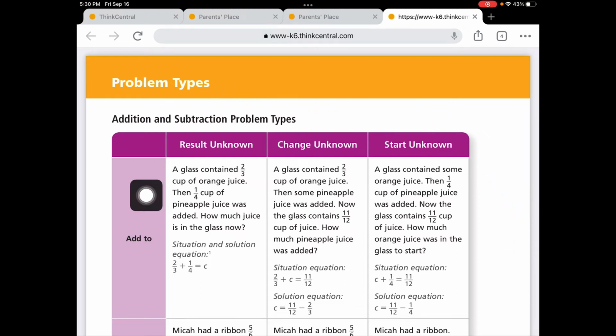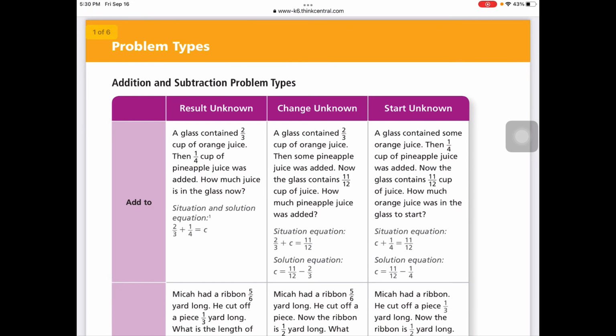Oftentimes we are in this section right here, result unknown. But when you start thinking about the change unknown or the start unknown or some of the other types of problems, as you will see when I scroll through here, we really are starting to add some depth to the problem and the thought process involved in solving those problems. So they've given us a word problem here. They show the situation equation, and they also show the solution equation.